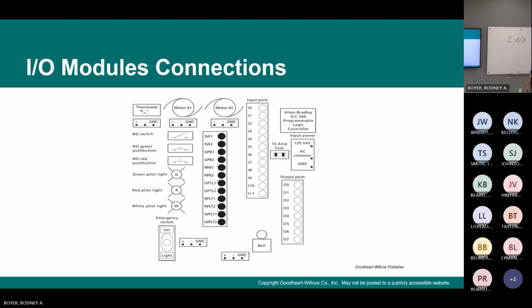Different connections that you can make to the modules: thermostat, motor, normally open switch, normally open green push button, normally open red push button, and so on. You guys can read.